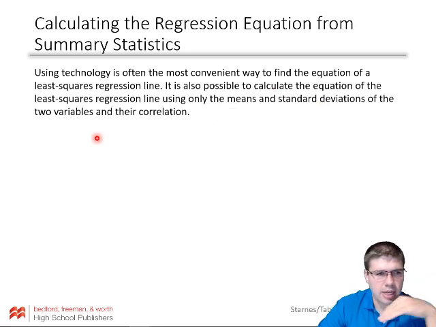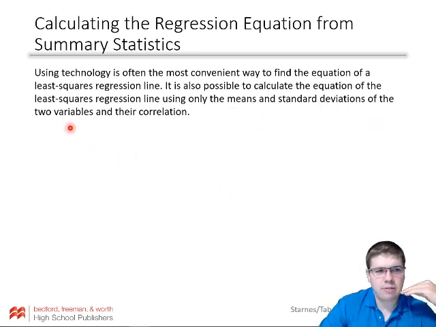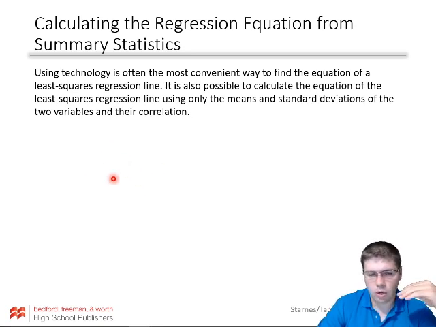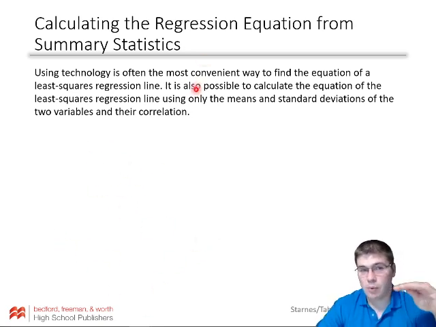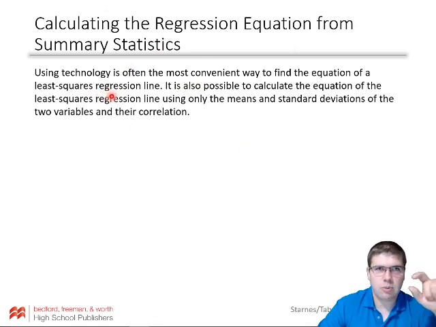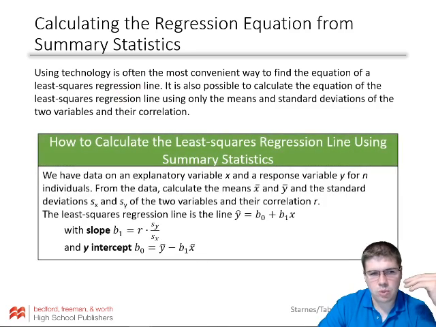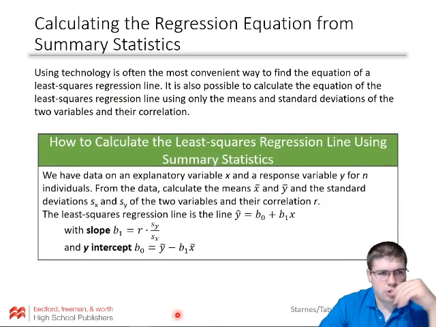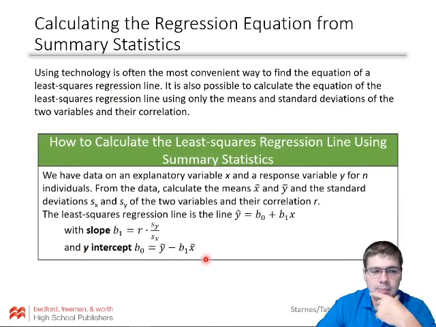So often technology is the best way to find it, but we can calculate it using only the mean and standard deviations of the two variables and their correlation. So it's a relatively simple equation that you come to when you're doing those minimized squared residuals. And again, you use calculus to figure out how this works. And these are the formulas that show up on your AP test formula sheet.